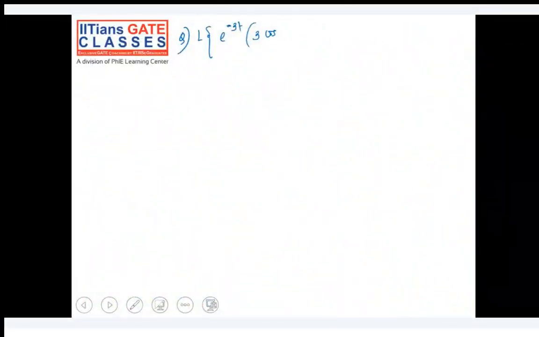Okay, next question, e to the power minus 3t, 3 cos of 4t plus 2 sine of 4t. Try to solve this question. I'll wait for 2 minutes. You spend some time on it and solve it. Post your answer in the chat.